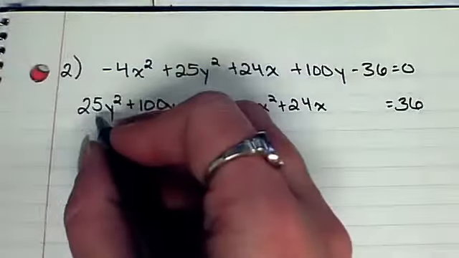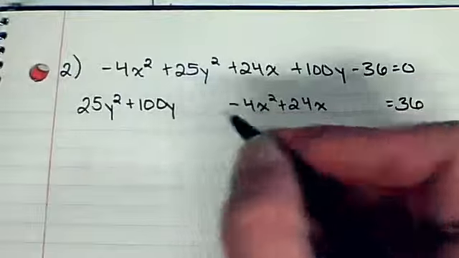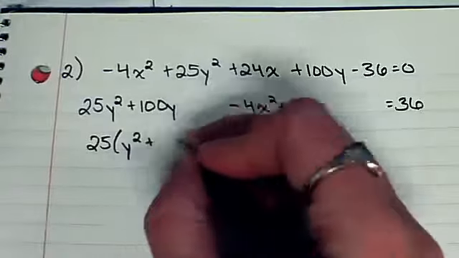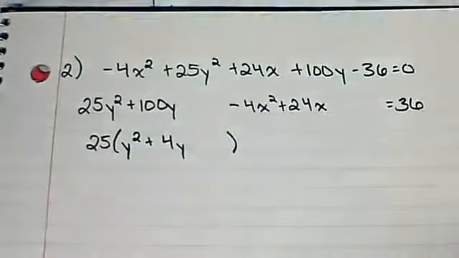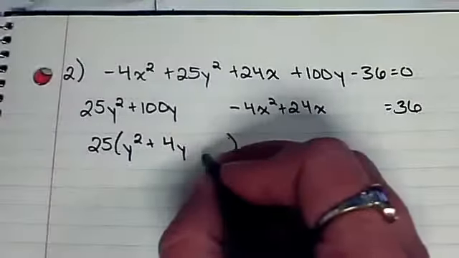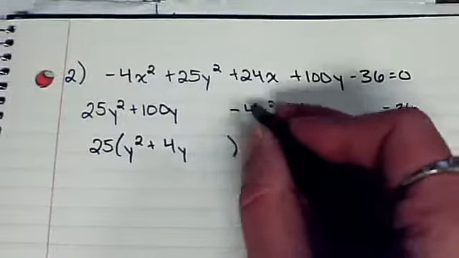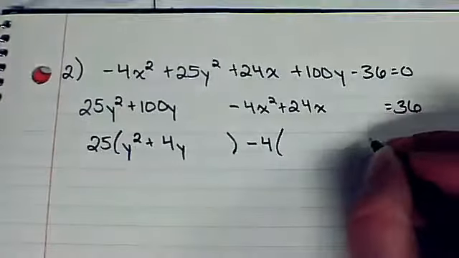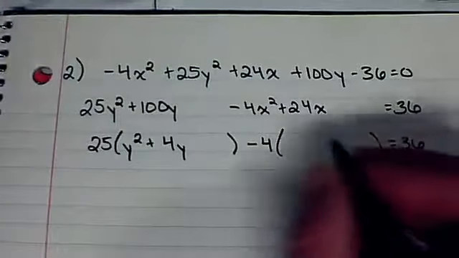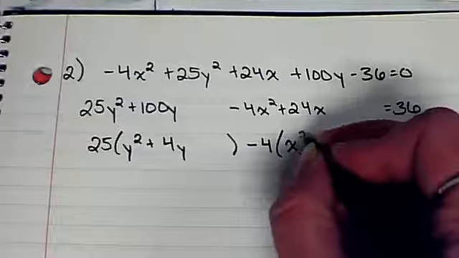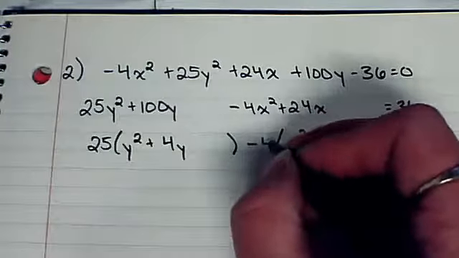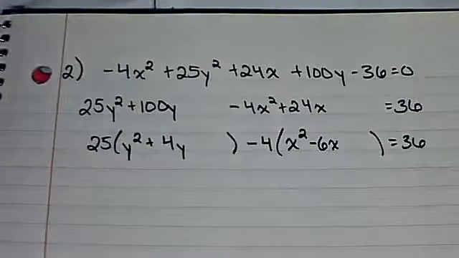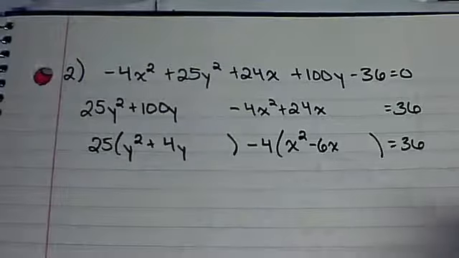Now, I'm going to factor out that coefficient of y squared. It's going to make my life a lot easier. So that's going to give me a 25, and then y squared plus 4y. And I'm going to leave a space, because in completing the square, we're always missing something right there. Now here, the coefficient of x squared is negative 4. So when I factor out a negative 4, I have to be super, super careful. Negative 4 times x squared gives me negative 4x squared. Negative 4 times a negative 6x gives me a positive 24 there. So be very careful when you're factoring out a negative.